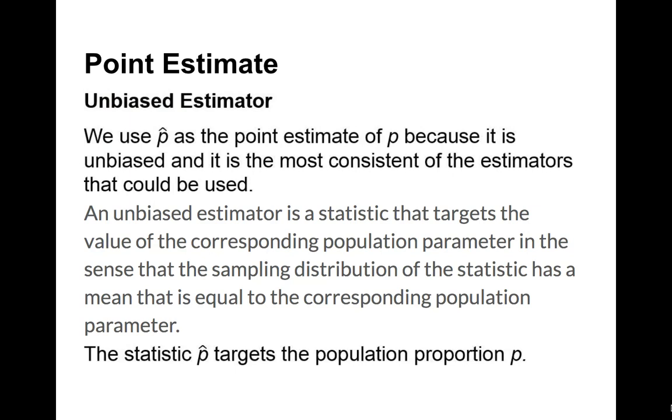So we talked about something called an unbiased estimator. An unbiased estimator is a statistic that targets the value of the corresponding population parameter, in the sense that the sampling distribution of the statistic has a mean that is equal to the corresponding population parameter. What this means is if we collect all of the samples possible and we look at the distribution of, in this case, sample proportions, or p hats, the mean of that distribution would be the population proportion. Just what we talked about with the central limit theorem.